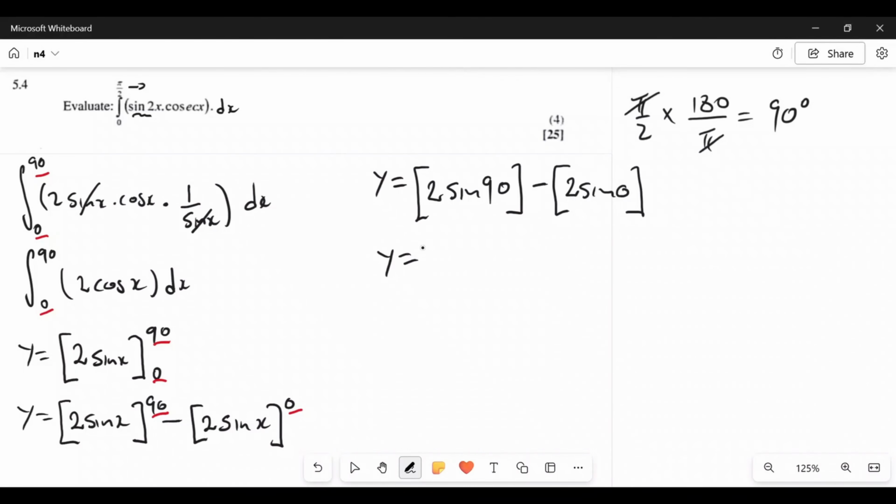When you put this on a calculator, this is going to give us 2 as an answer. You can write square units as well, because this is the formula that we use to calculate the area. So this is our final answer. Our answer here is actually 2.